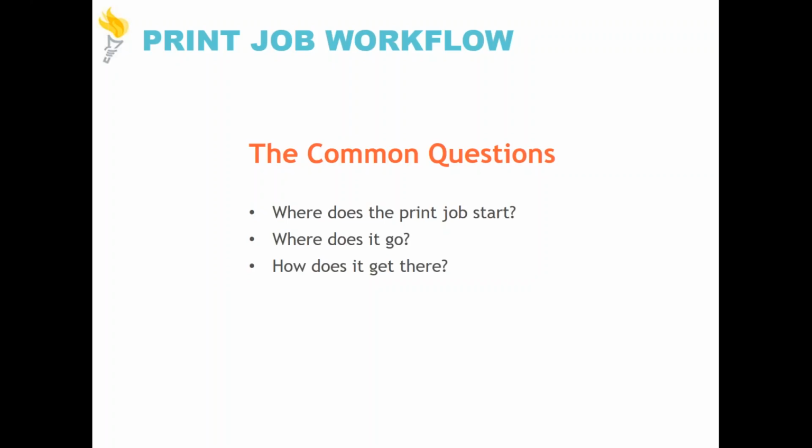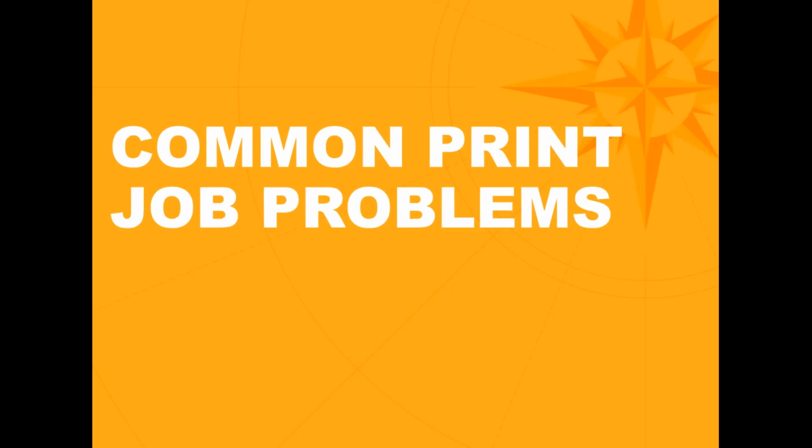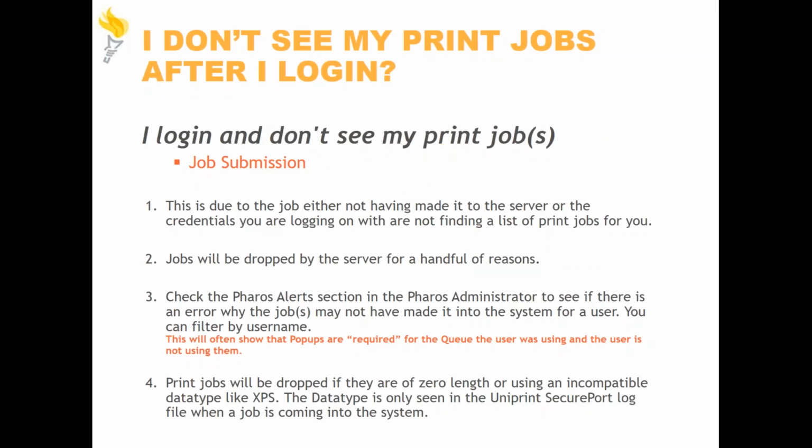We're using carrier pigeons, we have tin can and a string, and it just flies around. How does the print job get from A to B? And we're going to talk about that too, and give you some information on how to know what's going on in your world. So we're going to jump right into our common print job problems. And these are those 4 main problems I spoke about earlier. So we'll talk about each one in detail here.